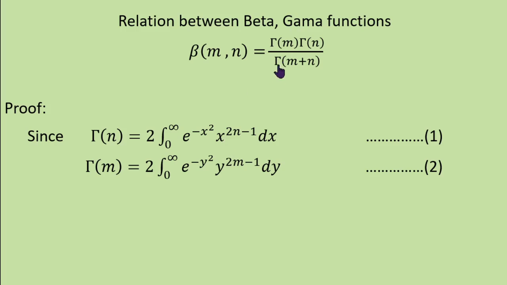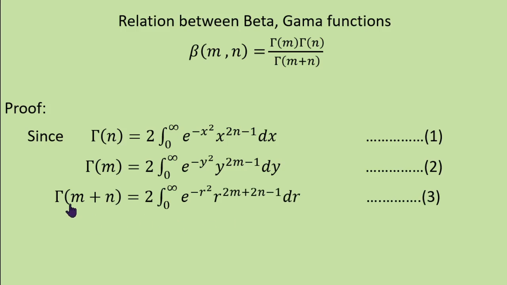Similarly, represent gamma m plus n with one more variable r. So gamma m plus n is 2 times the integral from 0 to infinity of e power minus r square r power 2 times m plus n, 2m plus 2n minus 1 dr. This is equation 3. So it's very easy to remember the formula. If you are able to write the gamma n formula, you are able to write gamma m and gamma m plus n.